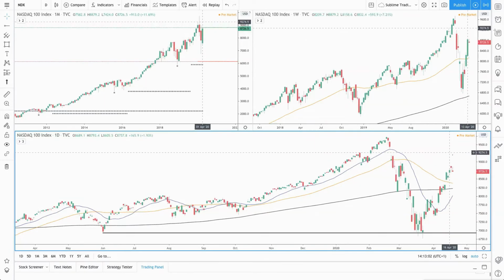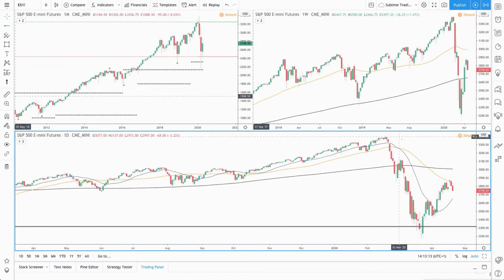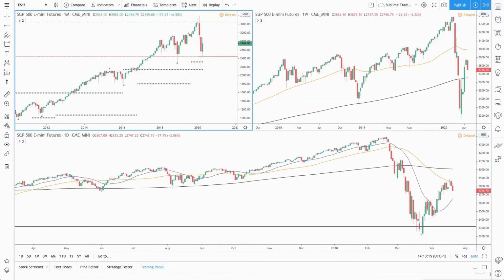What we now want to see is a continuation through that 9,000 round number, where it's currently finding an area of resistance. If that's cleared, then price is likely to move to the all-time high. If we move to the S&P 500, which gives us an indication of pre-market action, if we look at the monthly, we can see price is bullish as it's finding support at the low of last year.